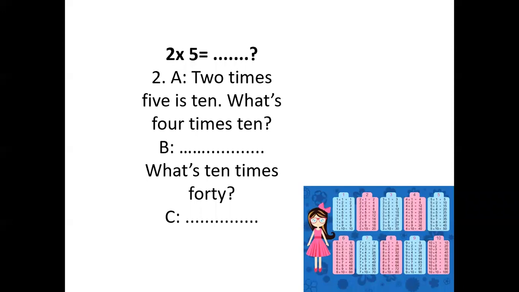2 times 5. What is 2 times 5? Yes, that kind of question is possible. Or what is the result of 2 times 5? What is it? 2 times 5 is 10. What is 4 times 10? 4 times 10 is 40. What is 10 times 40? Attention please, after the verb is. What is 10 times 40? 10 times 40 is 400.